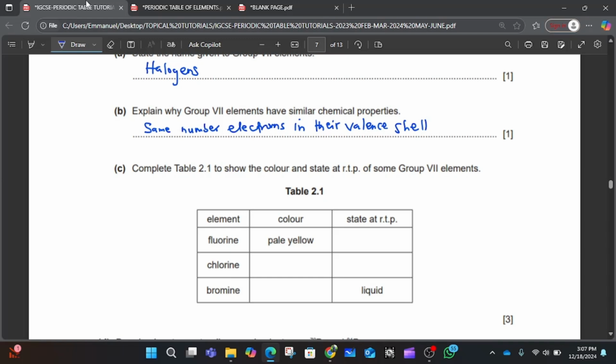So for fluorine, the state is gas. Fluorine is a gas at room temperature and pressure. The color of chlorine at room temperature and pressure is pale yellow green. And chlorine is a gas at room temperature and pressure. The color of bromine is red brown. Bromine is a liquid.